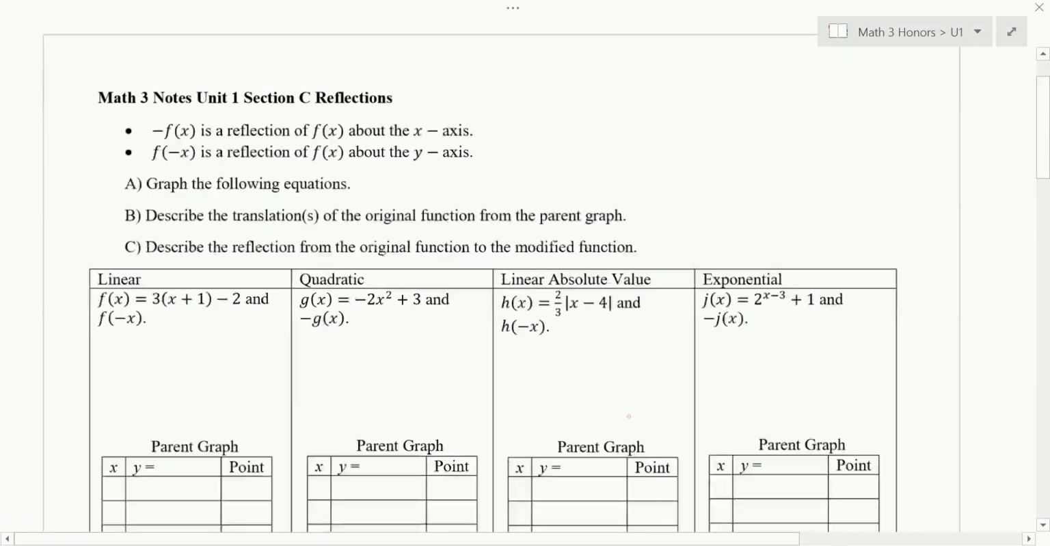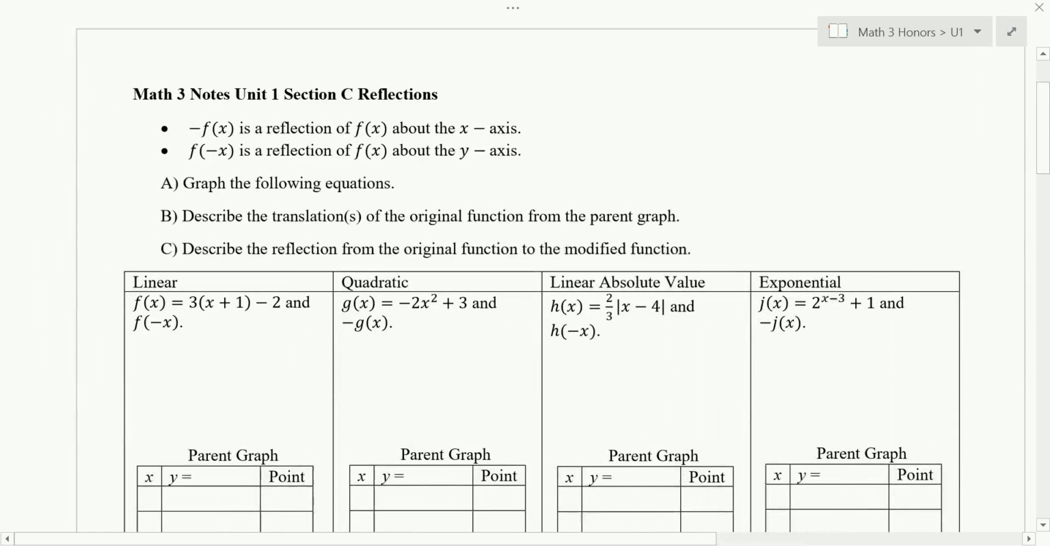So translations we looked at, moving a graph left, right, up, or down. That's one of the most important things you need to know in this unit. But then reflections also happen, and we've seen that already. If there's a negative in front, it's upside down, and if it's positive in front, it's right side up. And so that's a reflection about the x-axis. You can also reflect something around the y-axis too, and we're going to look at that here.